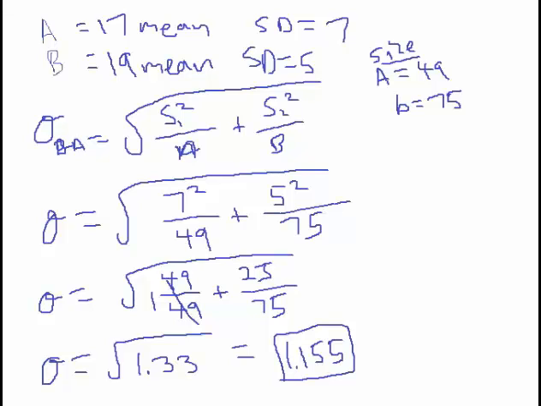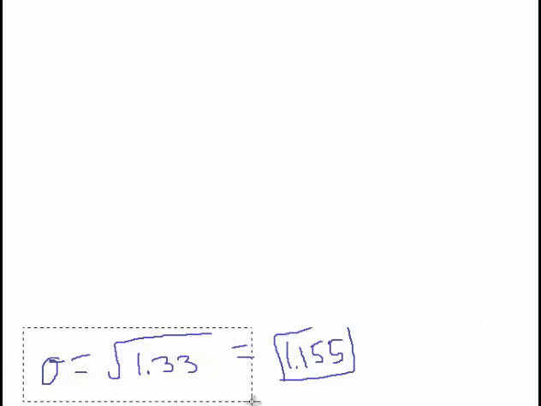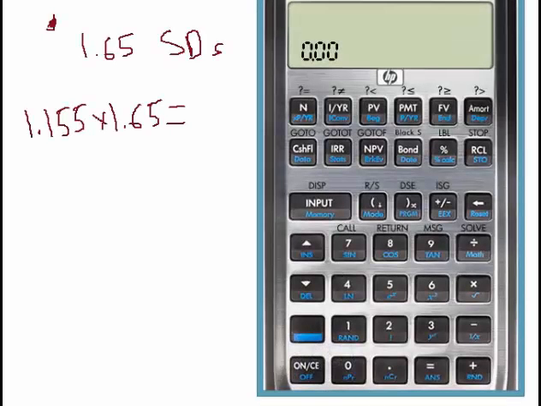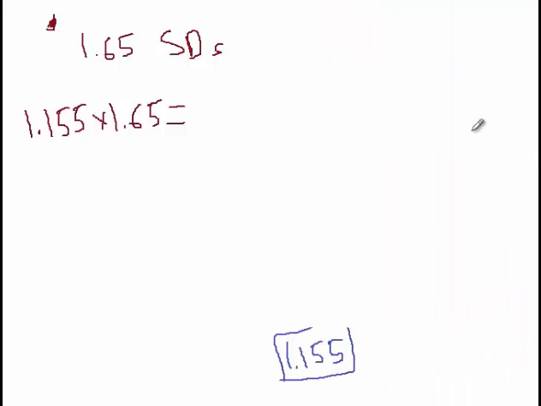Getting back to our example, we figured the standard deviation of 1.155, and I'll delete the rest and keep just the most important number. We'll use 1.155 times 1.65, and our answer is approximately 1.91. Obviously it's a little off, but if we round it to two places, we get about 1.91.